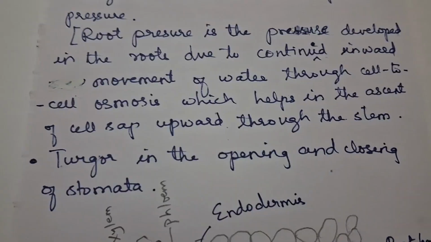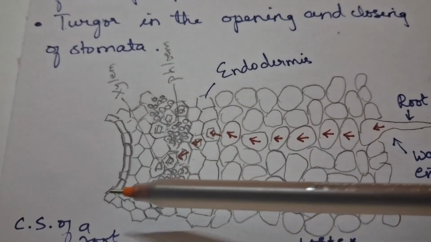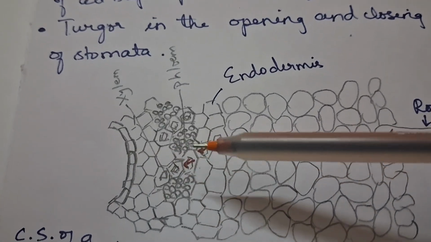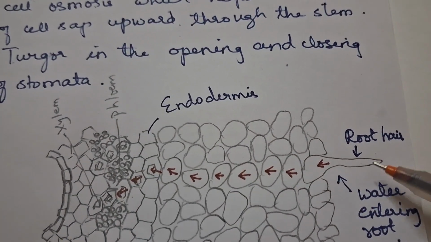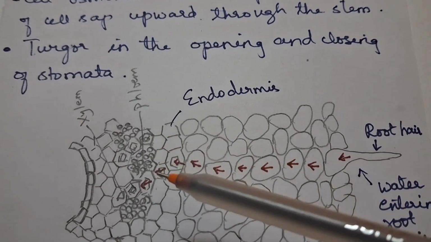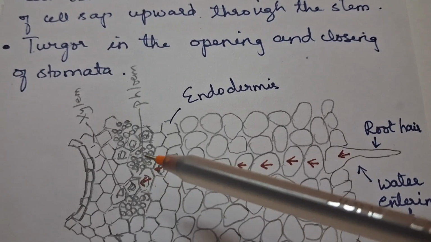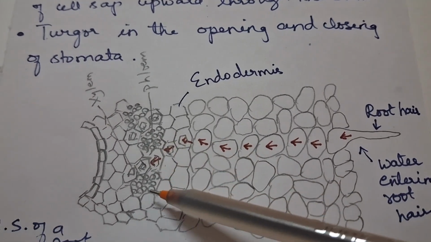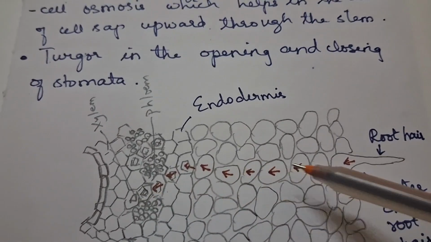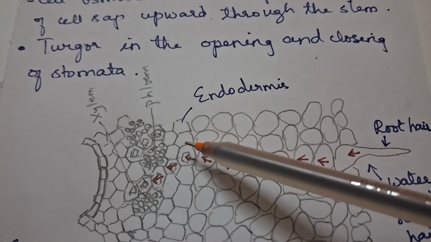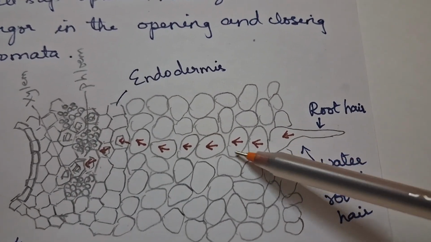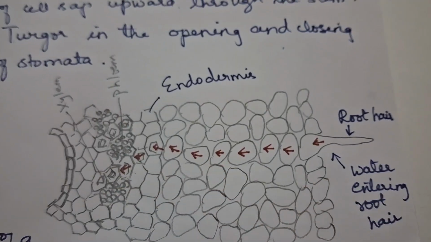So here, this diagram shows a cross section of the root. This is the pith. This is a root hair, through which the water enters. Finally it moves, and here you find the xylem tissues. Here you find the phloem, xylem, phloem, so it goes on alternately. Water enters through the xylem tissue. So here this is the endodermis, and here water is entering the root hair. So it goes inside, the path is created and it goes.